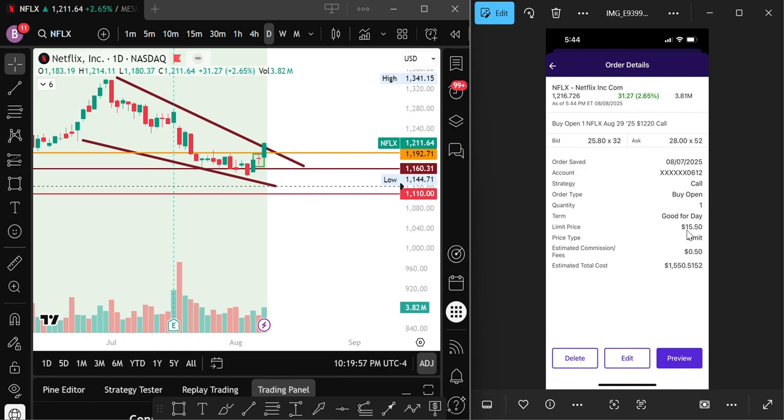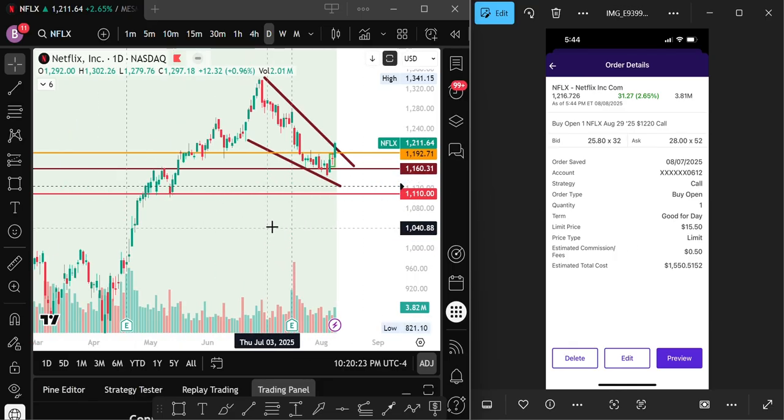So in the course of a day, in less than 8 hours, that $1,550 contract would have almost doubled. You'd get a double on your money, I mean 100% of your money. So that's the power of stock options contracts.